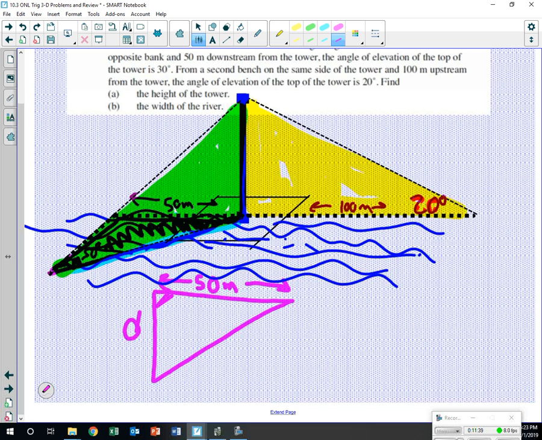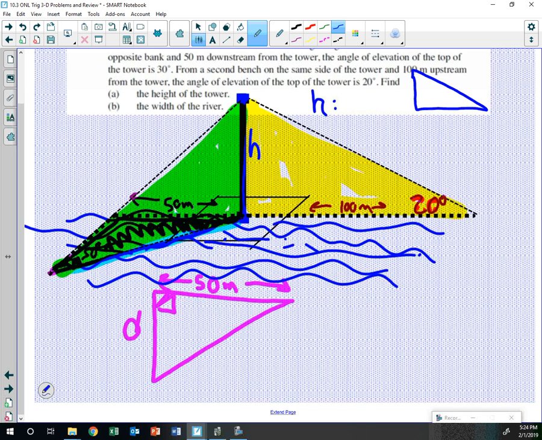Now you might say, well, this is unsolvable because I don't know any of these two angles. They know the angle of this green one, but I don't know the angle of either corner of that purple one down here. But as it turns out, all of this is solvable, and I'm not going to solve it for you. I'm going to set it up. We're going to find the height of the tower first. Height of the tower is going to use the yellow triangle. And this is 100 meters, this is 20 degrees, and this is the height.